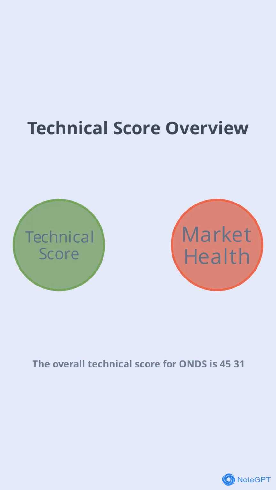The overall technical score for ONDS is 45.31, which is moderate. This score aggregates various indicators to provide a snapshot of the stock's technical health. A score below 50 suggests caution, as the stock may be at a turning point or facing resistance.